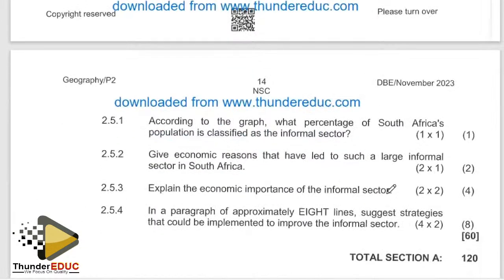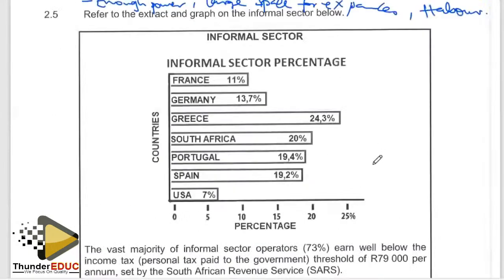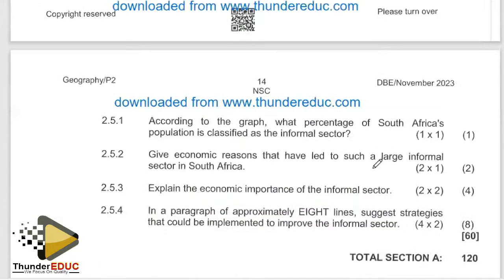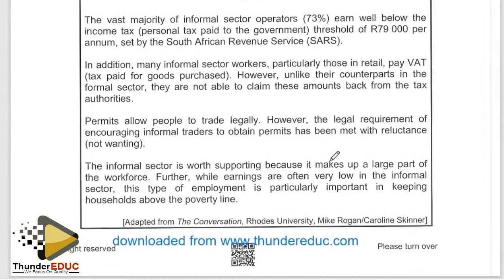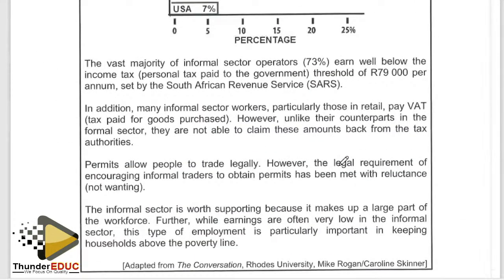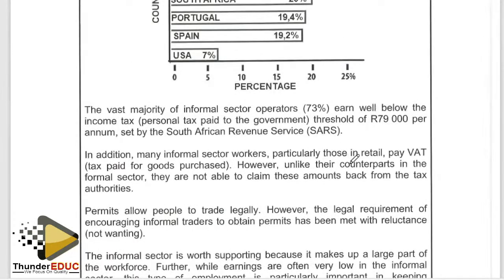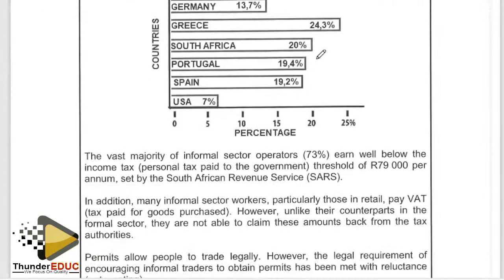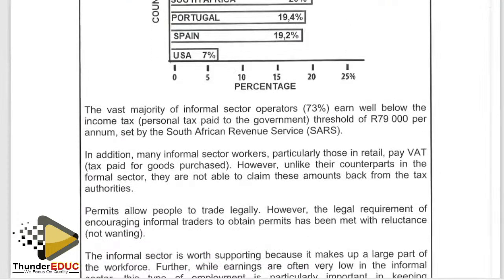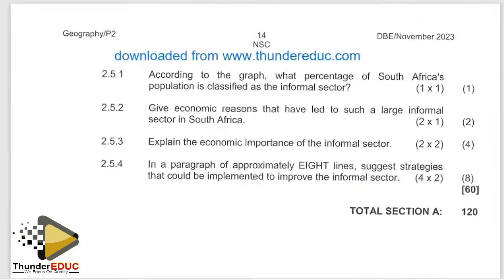The first question is, according to the graph, we use the graph here. In the graph, what percentage of South Africa's population is classified as informal sector? What percentage? The percentage is here because here they say informal sector percentage. So the percentage for South Africa is 20%. So we come here and we take our percentage to be 20%.